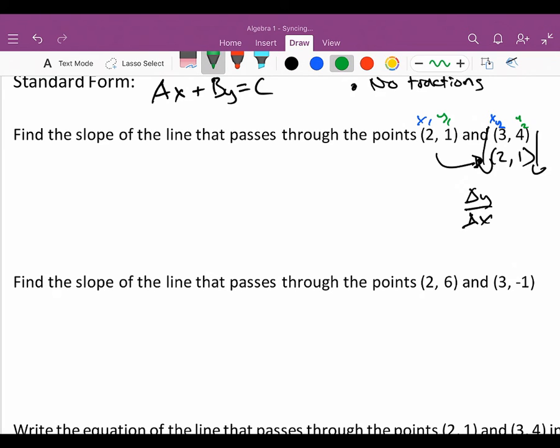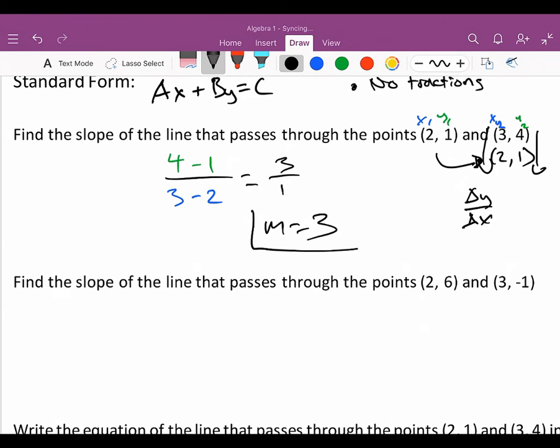So if you notice, subtract the y's first. Y2 is 4 minus y1 is 1. Divide that by your x's, which is 3 minus 2. That will give you 4 minus 1 is 3, 3 minus 2 is 1. Your slope is 3. That's just grabbing slope.